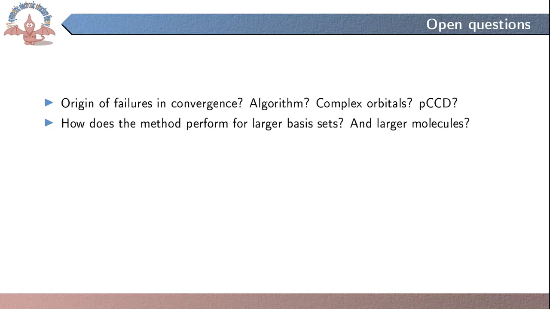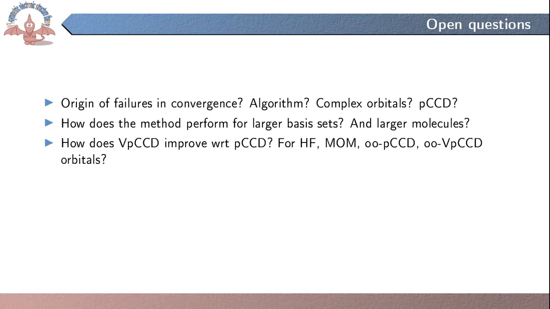Another thing, of course, is how does the method compare for larger basis sets? How does it perform for larger basis sets and for larger molecules? We saw here a very good performance for small basis sets and small molecules, but how about more challenging systems? And how can variational pair-coupled cluster improve with respect to PTEROSOR? And here we can also wonder about the use of orbitals. We can use Hartree-Fock orbitals or MOM orbitals, or optimize them for PTEROSOR, or perhaps optimize them for variational PTEROSOR and see how they compare with respect to FCI or with respect to the OCI. So there are many combinations that we can explore here.